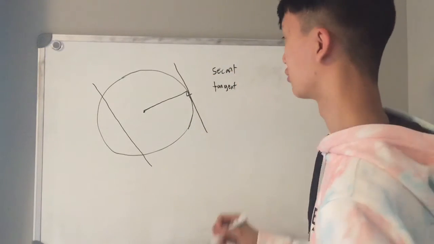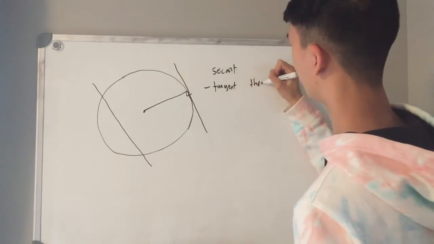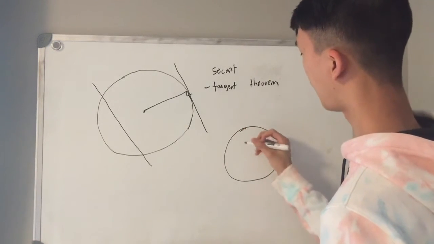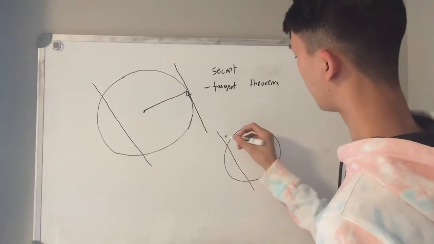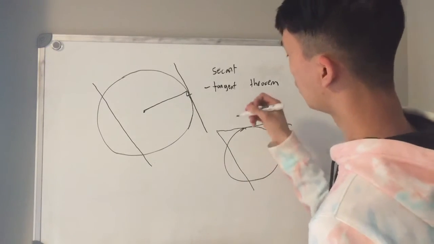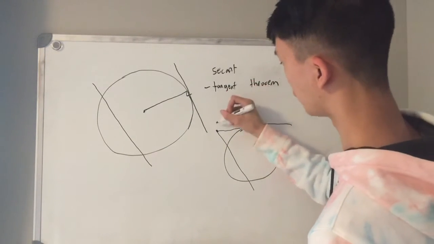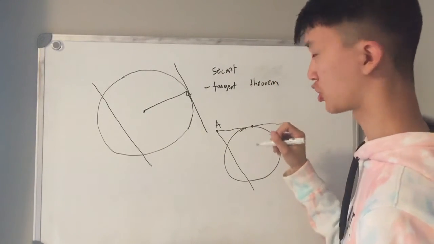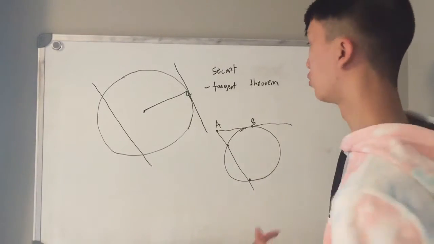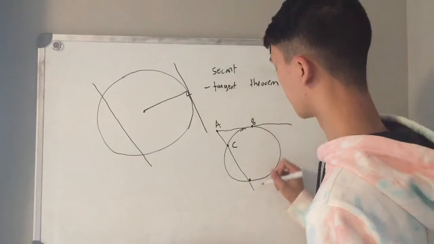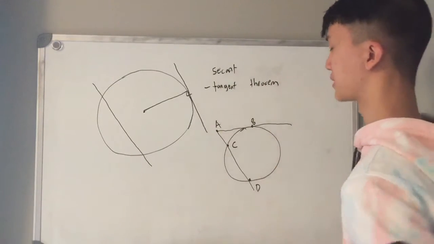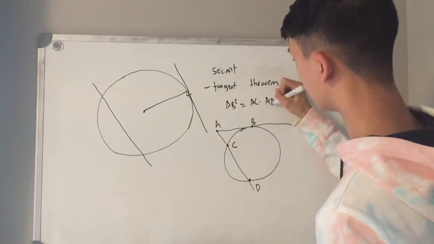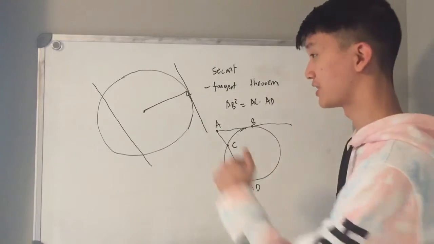Alright, now I'm going to introduce to you the Secant-Tangent Theorem. Now, the Secant-Tangent Theorem states that if I have a circle here, and I have a secant, and I also have a tangent, now let A be the point where the secant and tangent intersect. And now let B be where the tangent and the circle touch. And now let C and D be the points where the secant intersects with the circle. So the secant-tangent theorem states that AB squared is equal to AC times AD. Now notice that it's AC times AD, not AC times CD.